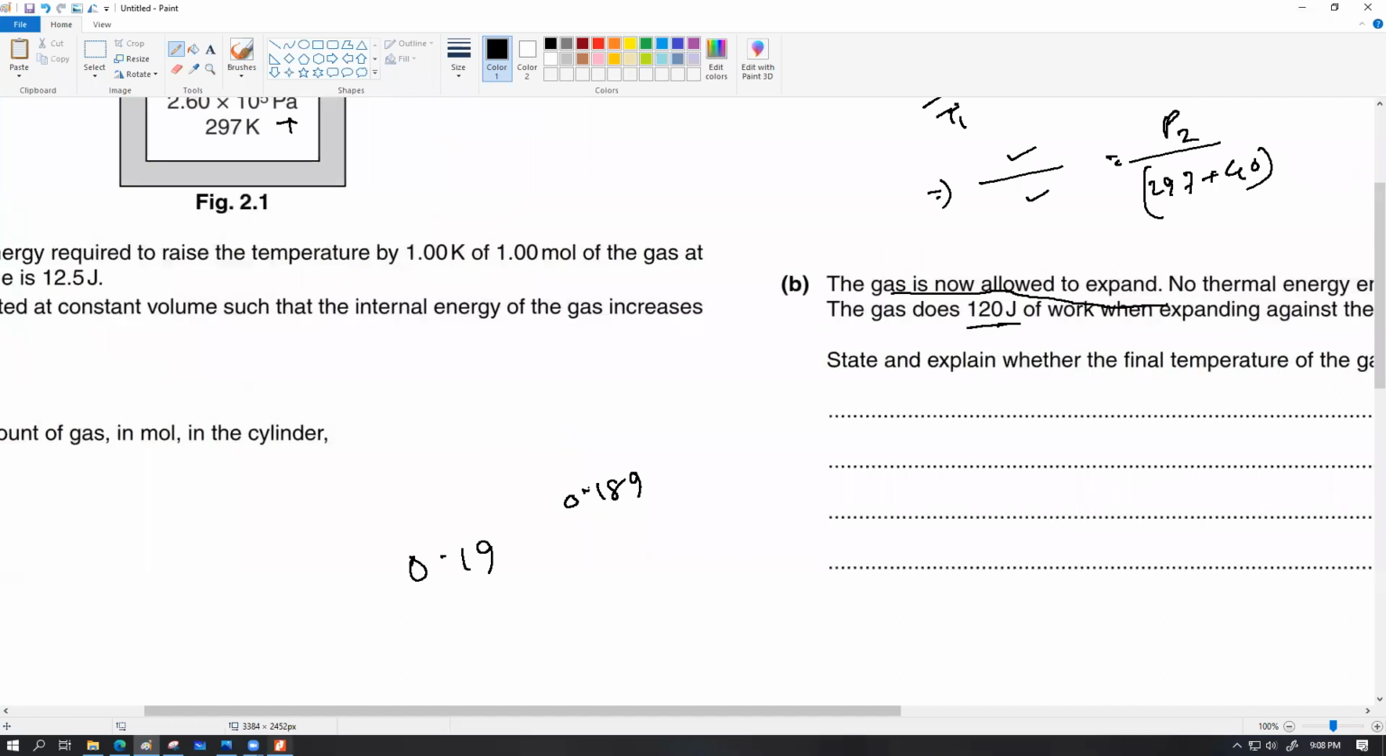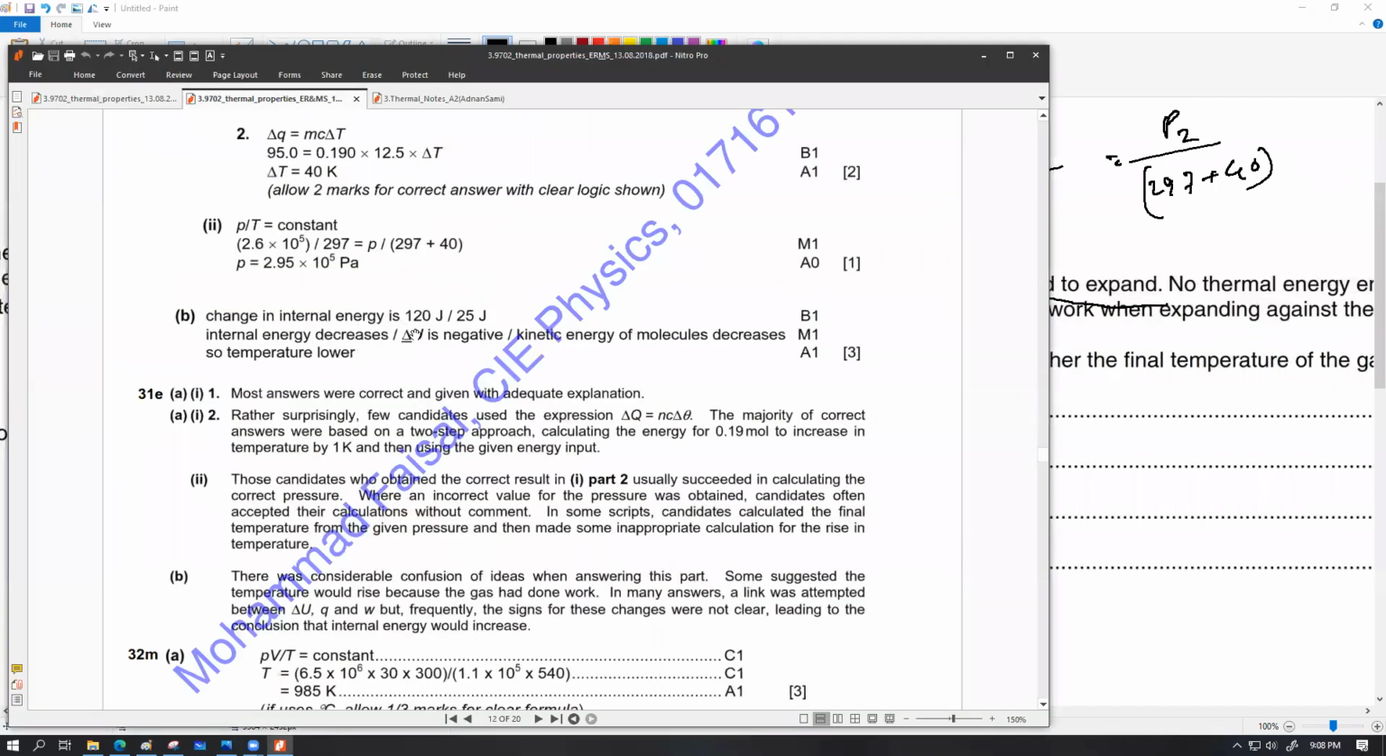So for this question in the mark scheme, they allowed the mark for both of these numerical answers. If someone used 120 joule in their expression, that's also okay. If someone got 25 by subtracting these two joule values, that was also accepted. But in both of these cases, the energy is leaving the system. That's why the second 2 marks represent the same thing: internal energy decreases. Since delta U is negative, the kinetic energy of the molecules decreases. That's what I said. So the temperature is lower.